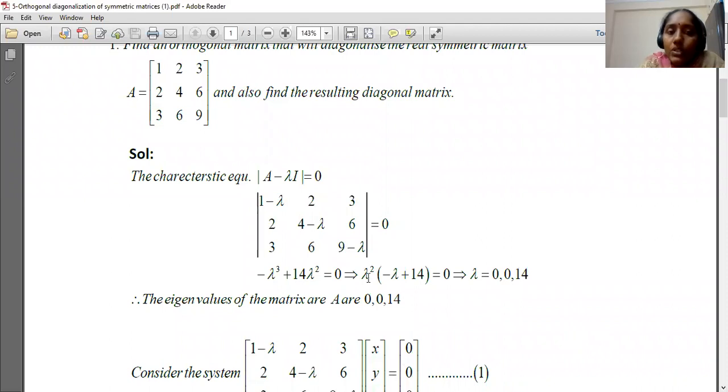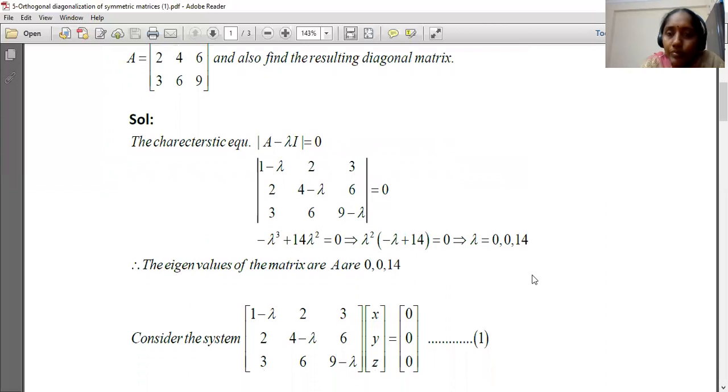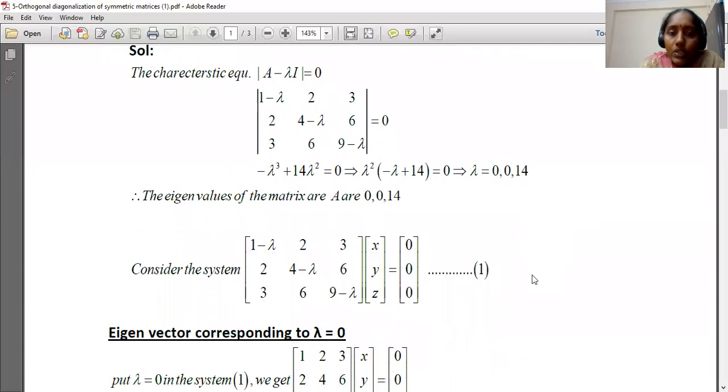First, find the characteristic equation, that is, the determinant of A minus lambda I is equal to 0. Just find this; you know how to find the determinant. Here, the roots of the characteristic equation are 0, 0, 14. That means two are repeated roots and one is a distinct root. Find the eigenvectors corresponding to each eigenvalue.